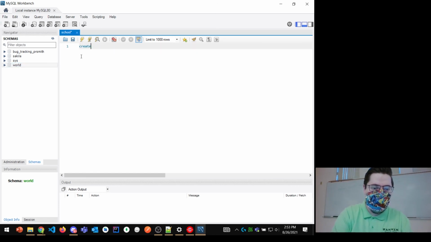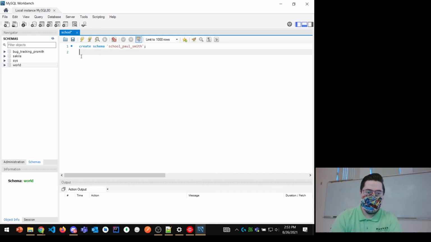So we're going to say create schema. And I want to say we're going to create schema school. And I'm going to use this, and write it like that. And then I want to use that same schema.